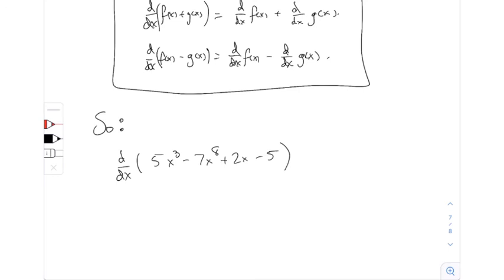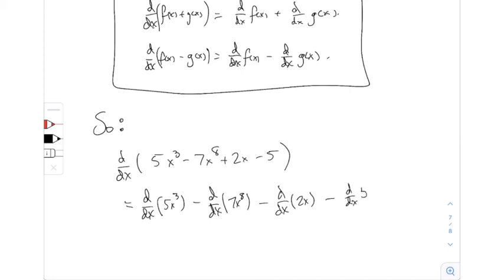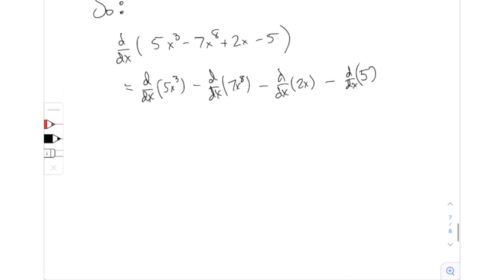First of all, this is a bunch of stuff added together, so I can split up the derivative into a bunch of little derivatives added together. Because of that rule, you can still see in the box right there, I can split this up into the derivative of 5x cubed minus the derivative of 7x to the 8 minus the derivative of 2x minus the derivative of 5, right? This is the addition rule that I just used. And now you can just go down the list and take the derivative of each thing. Each of those things, we already know how to take the derivative of.